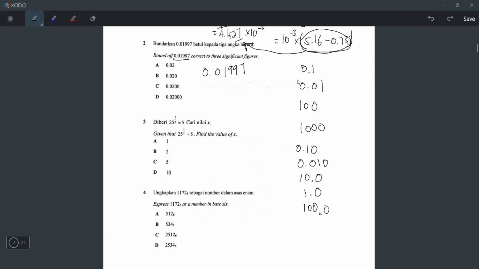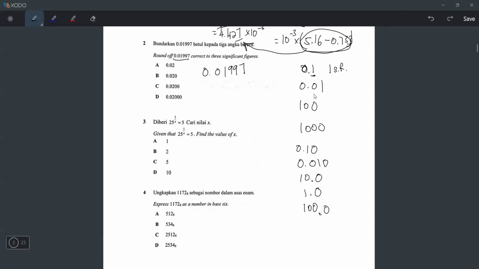Okay, you need to know something. When we are counting significant figures, the 0 in front we never count. Forever we will not count the 0 in front. It means if there's 0 in front, we don't count it. So for example, this 0.1 has how many significant figures? We have 1 significant figure, because the 0 in front we never count. So this is the only one. So we have 1 significant figure.